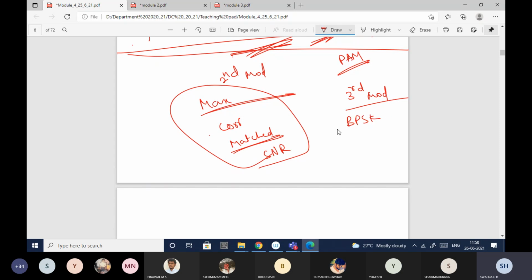BPSK, generation, detection, average probability of error, signal constellation diagram, everything related to BPSK. Then BFSK, then QPSK. You try to understand this thoroughly, and when you are reading the other derivations, it will become very, very easy for you. I'm telling you, believe me, really it is very easy.